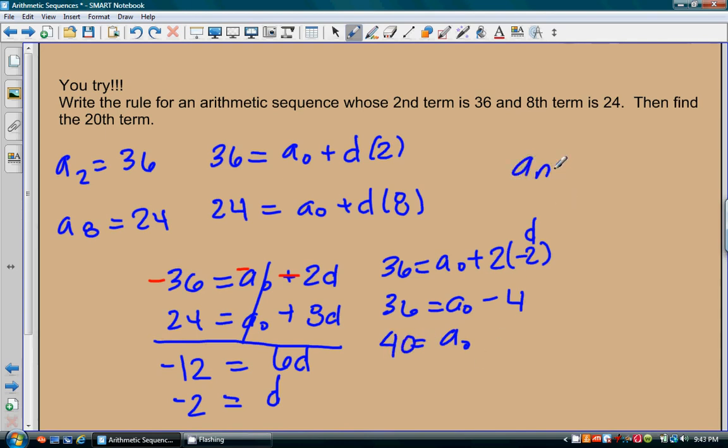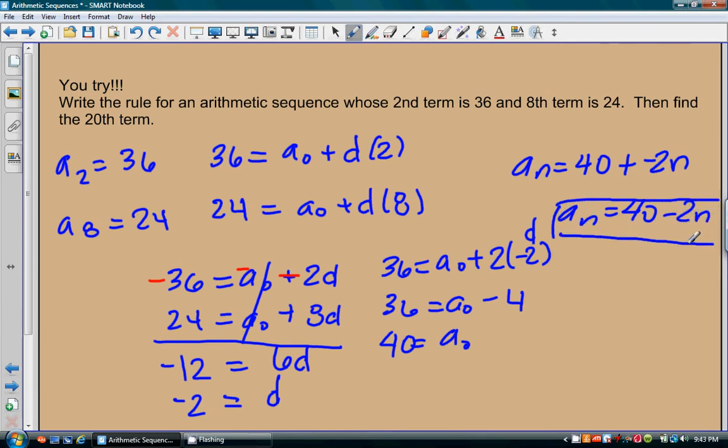So now we can summarize. A sub n equals 40 plus negative 2n, or actually you could do a sub n equals 40 minus 2n. That's our general rule. To get the 20th term, plug it in. So I'm trying to find the 20th term here. You should get 0.